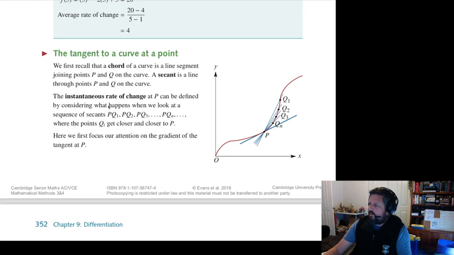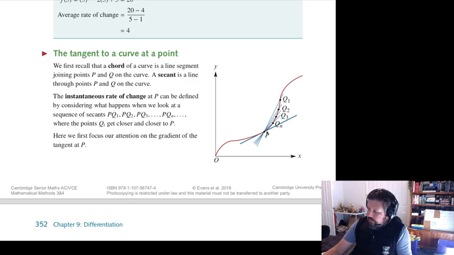It says the instantaneous rate of change at P, so at this particular point, can be defined by considering what happens when we look at the sequence of secants between P and Q1, P and Q2, and so forth and so forth. And the whole idea is looking at the instantaneous rate of change as this second point, Qi, gets closer and closer to the point P. Again, it says here we will focus our attention on the gradient of the tangent at point P. Essentially what happens is once that point Q gets so close to point P, it's essentially just the tangent at that point.